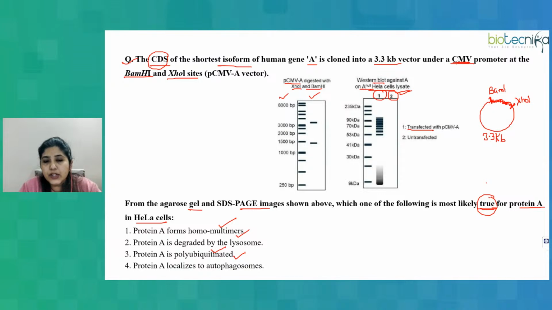The best part of such questions is that you don't have to think out of the box. Whatever information is given to you in the question, accordingly you have to solve. It's not that you will apply some third concept. Based on that information only you have to solve the question. So analyze both the figures.